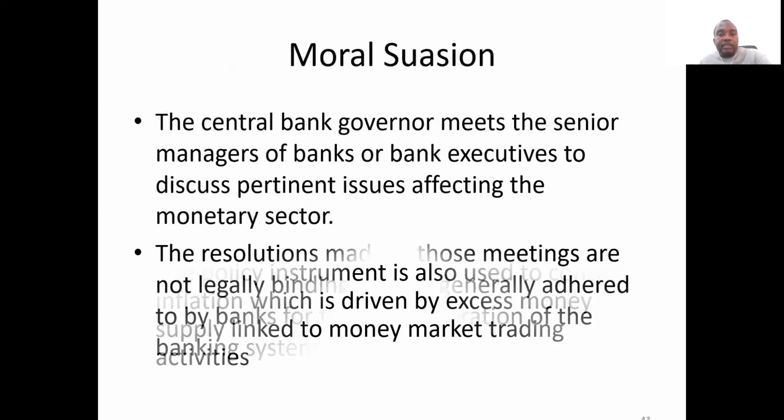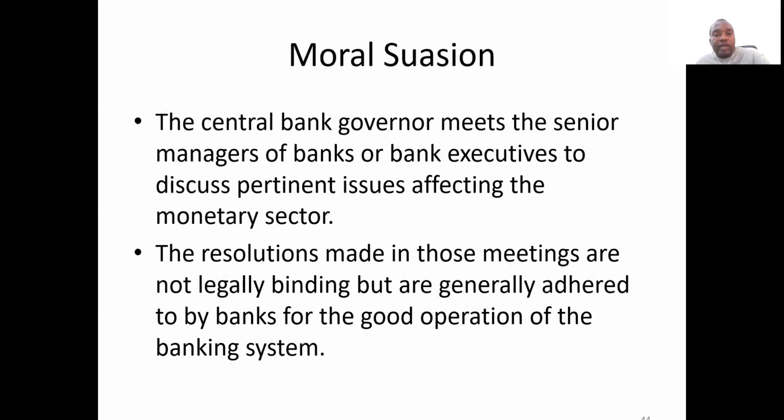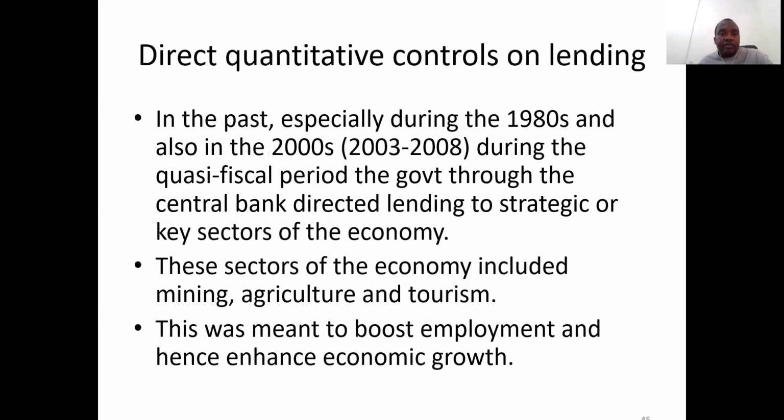And then we've got moral suasion. The central bank governor meets senior managers of banks or bank executives to discuss pertinent issues affecting the monetary sector or money markets. The resolutions that are made in those meetings, though they may not be legally binding, are generally adhered to by banks for the good operation of the monetary sector or the entire banking system.